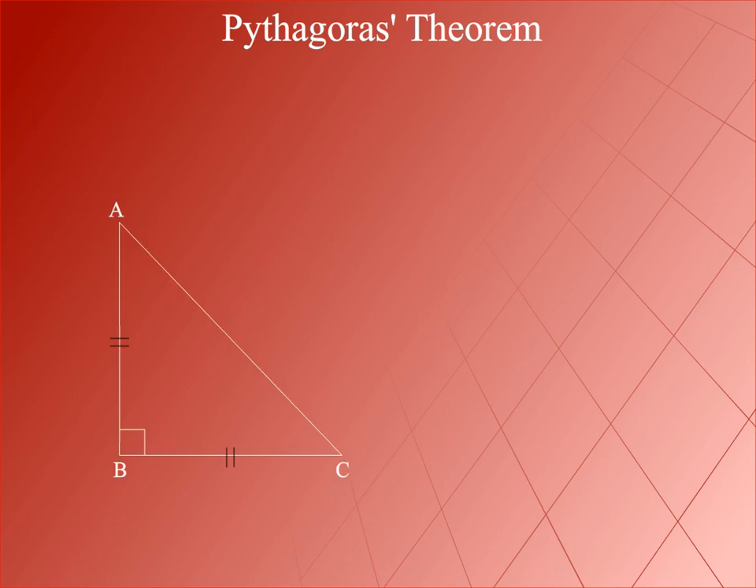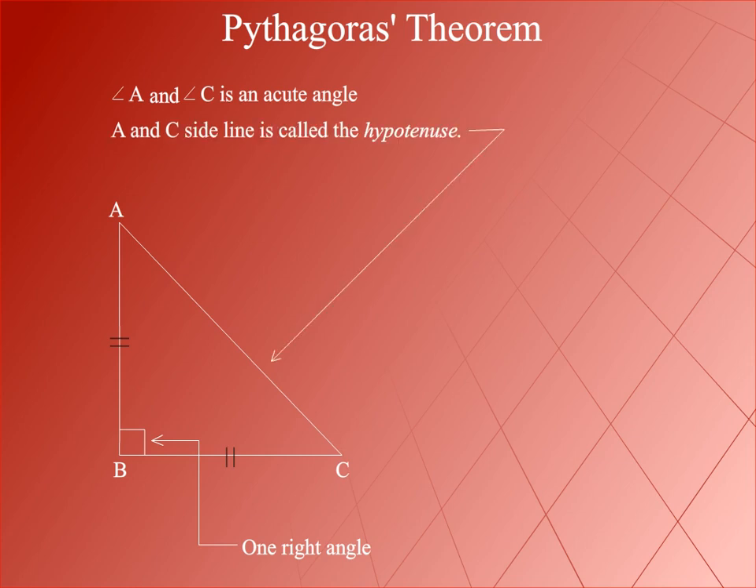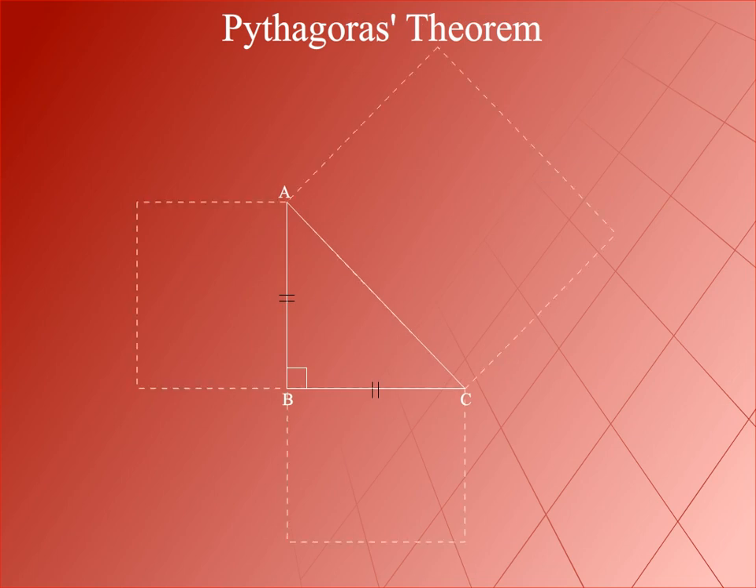A right-angled triangle is one which has one right angle and two acute angles. The side opposite to the right angle is called the hypotenuse. The other two sides are called the legs. Pythagoras, a Greek philosopher, found a very important and useful property of right-angled triangles.